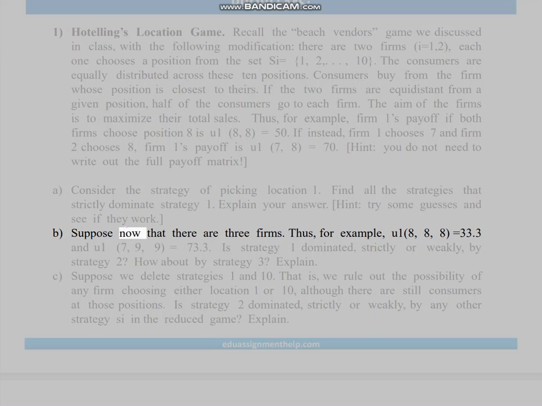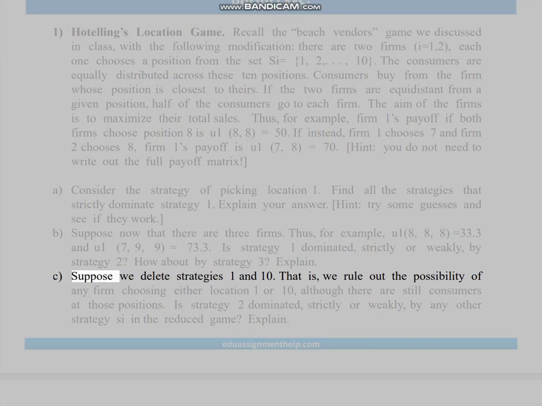B. Suppose now that there are 3 firms. Thus, for example, U1(8,8,8) equals 33.3 and U1(7,9,9) equals 73.3. Is strategy 1 dominated, strictly or weakly, by strategy 2? How about by strategy 3? Explain.